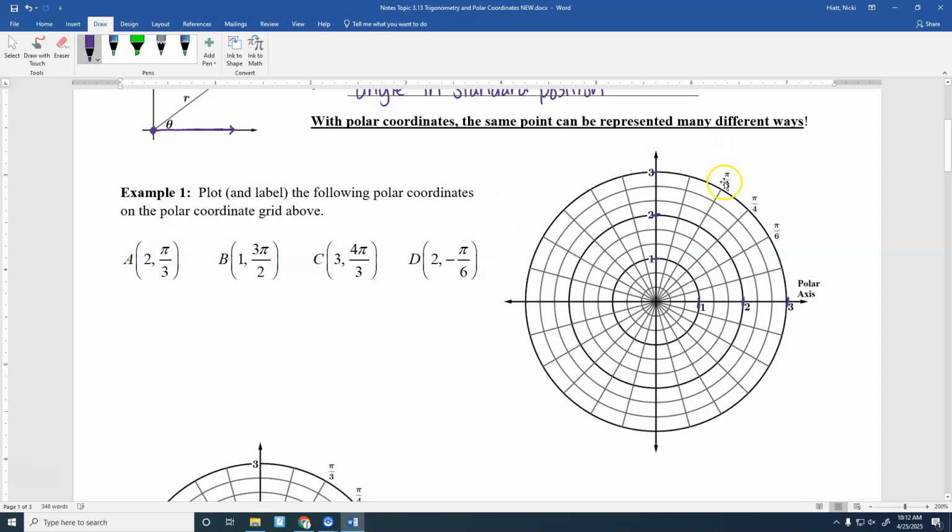So pi over 3 right here. You're going to start right here from what we would normally call the origin, which is called the pole in polar coordinates. So we start from the pole right here, and we're going to go out 1, 2. And so right here would be my point A.